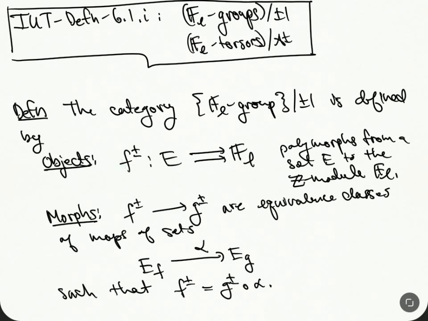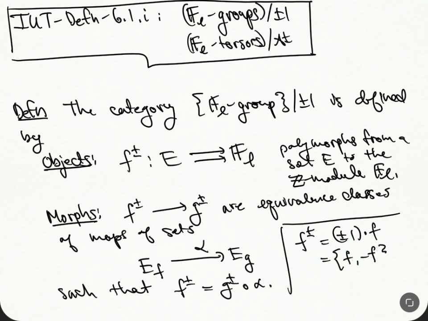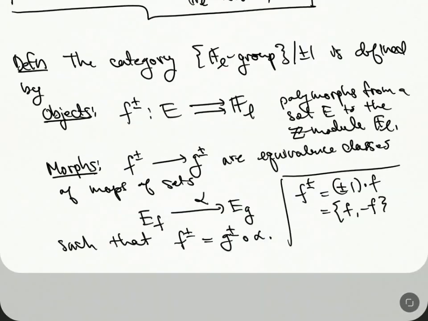Another thing to think about is this notation F plus minus. This is really plus or minus 1 times some fixed F. So this is the set of F and minus F. It's a set of maps, and we have two of them here. And so this is the category of groups isomorphic to FL modulo this identification.